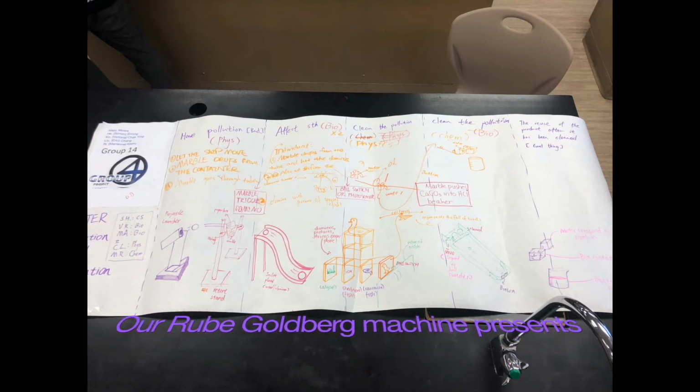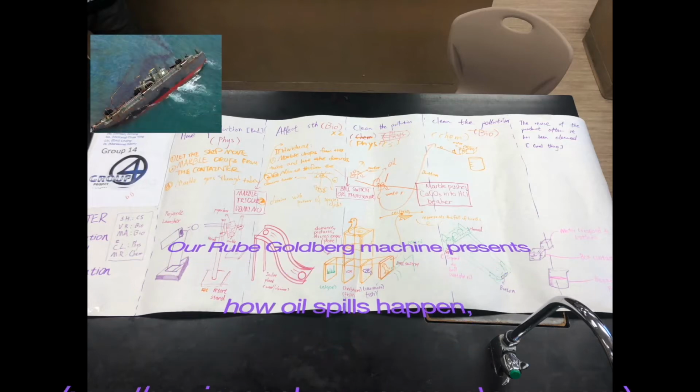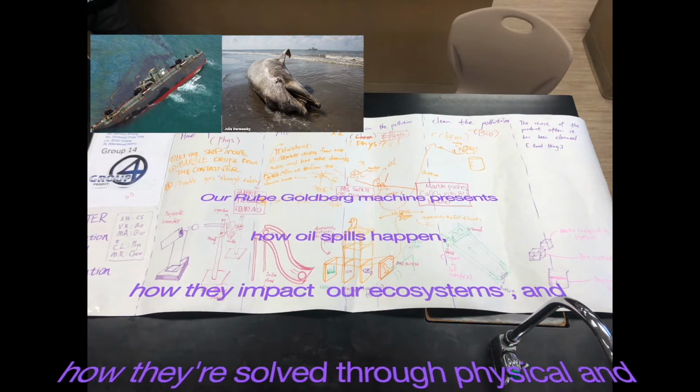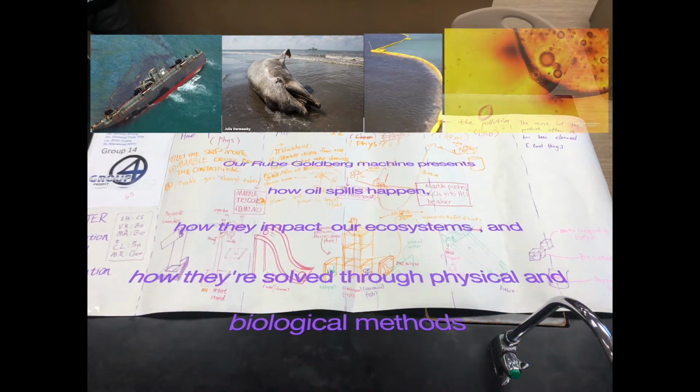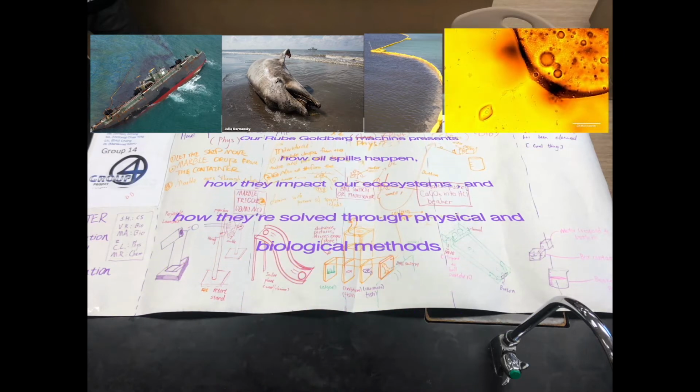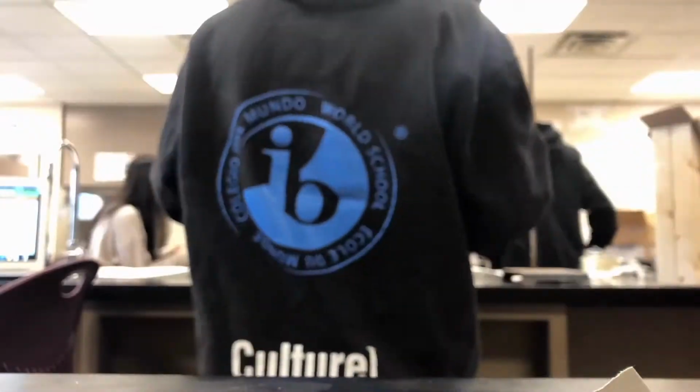Our Rube Goldberg machine presents how an oil spill happens, how it impacts ecosystems, and how it is solved through physical and biological methods. The whole project indicates how the oil spill could affect natural creatures and the possible solution to this environmental issue. We took time out to study oil spills and attempted to represent the process realistically. Let's see how that turned out.